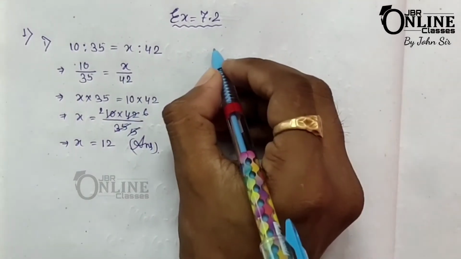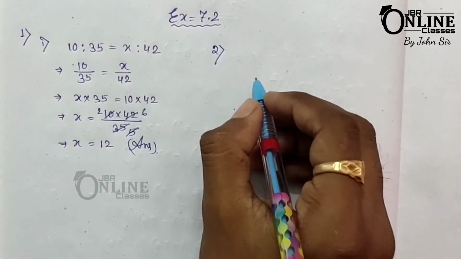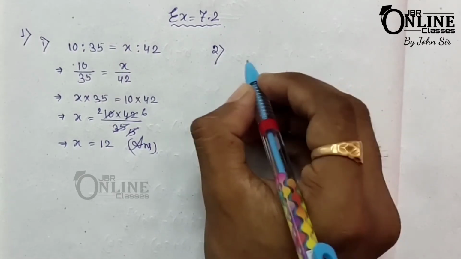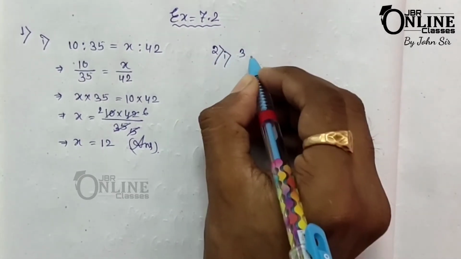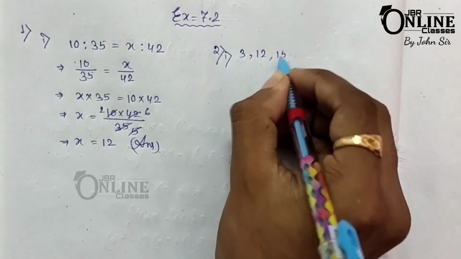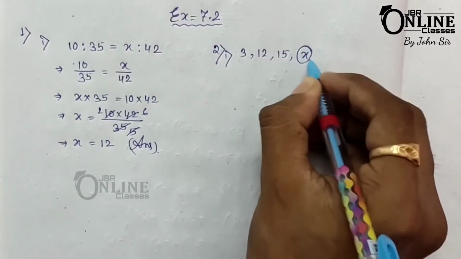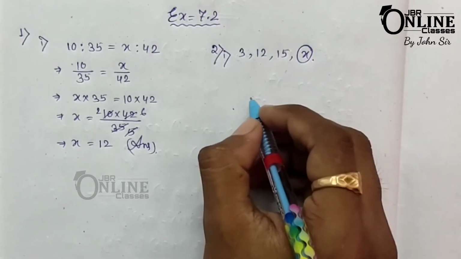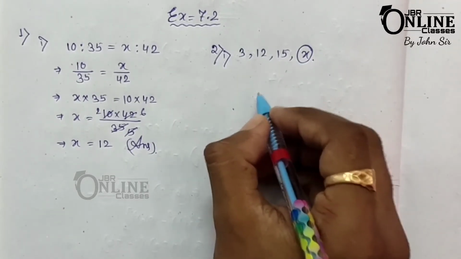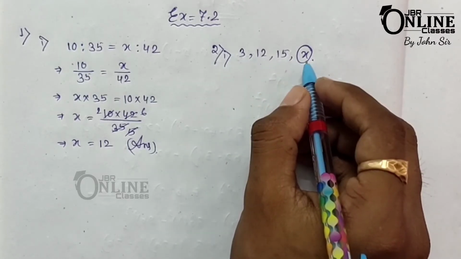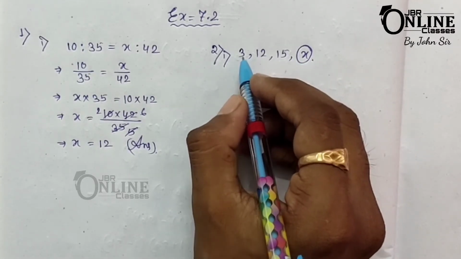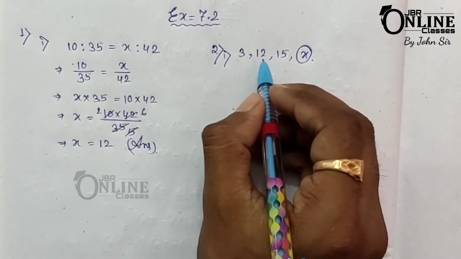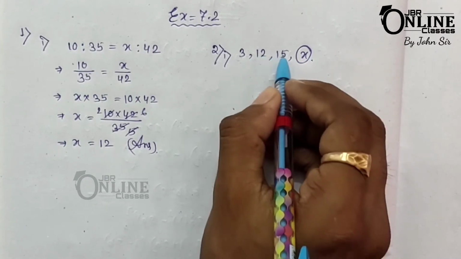So now sum number 2. In sum number 2, find the fourth proportional. Okay, you have to find the fourth proportional. So here sum number 2: 3, 12, 15 and the last one. Suppose the fourth proportional be x. So let the fourth proportional be x. Now according to the formula, if four numbers are in proportion, then the multiplication of first and the last number is always equal to the multiplication of second and third number.